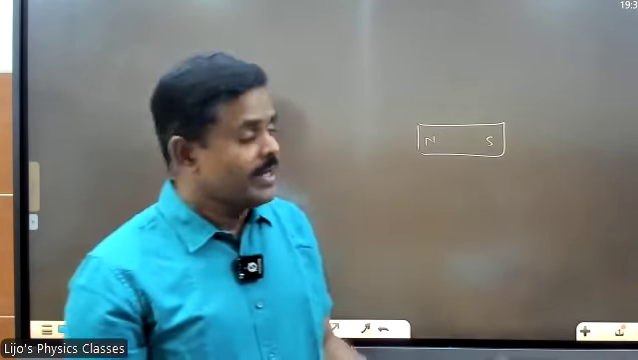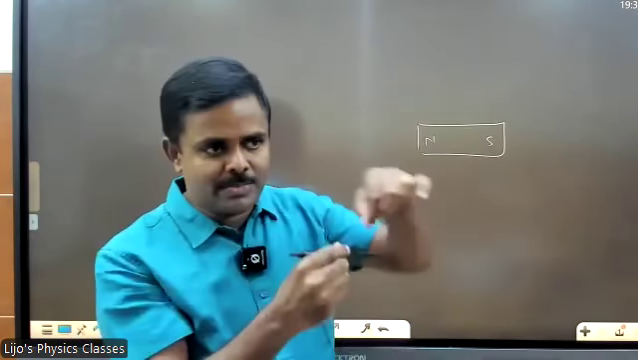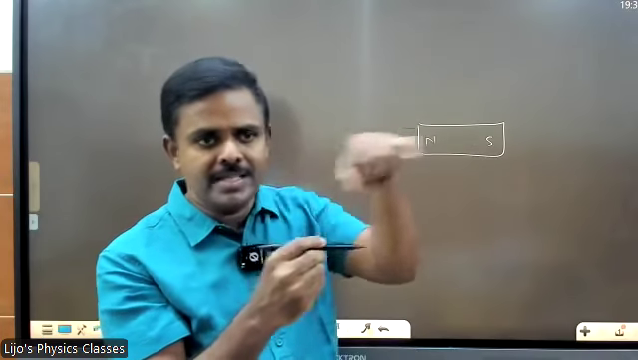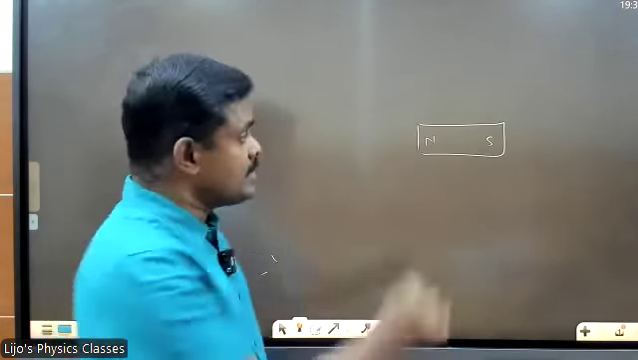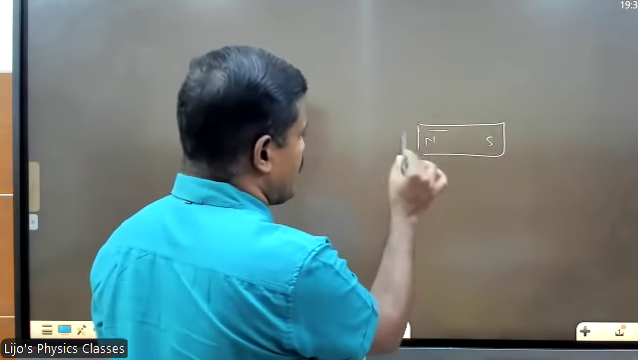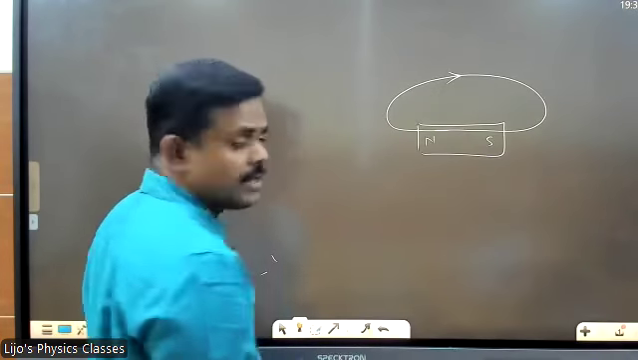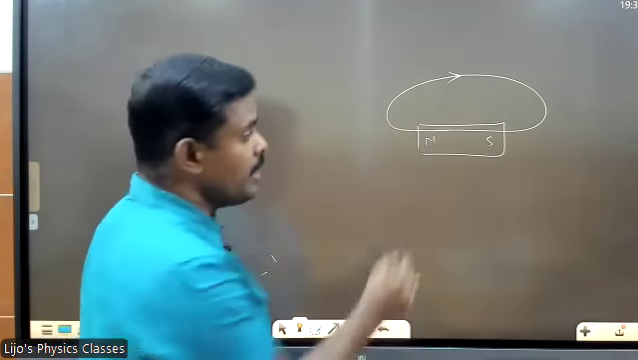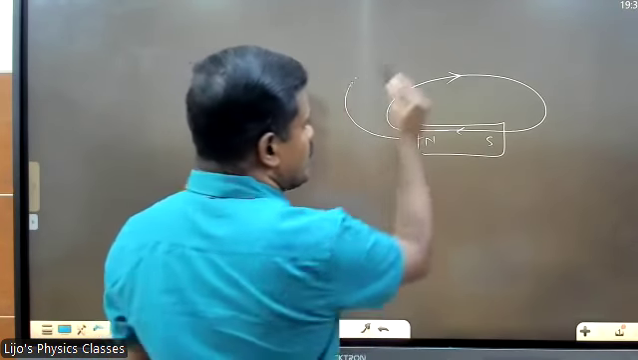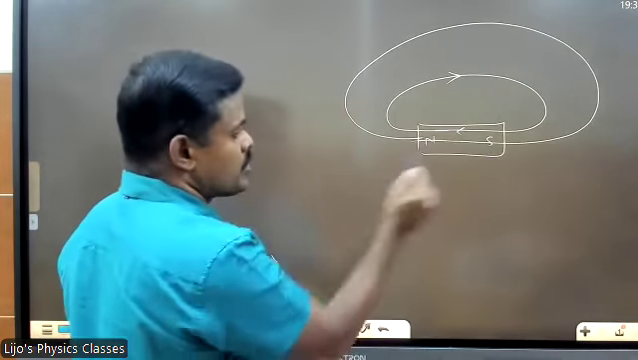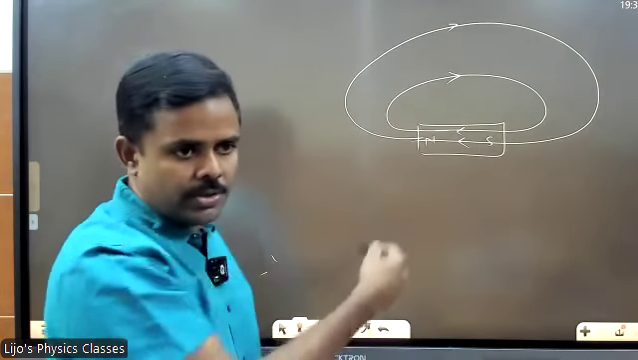Second thing, I told you, it always shows directive property. When you suspend it on a fiber, it will always align itself along north-south direction. Then about this, magnetic field lines are drawn from north pole to south pole. Outside the magnet, they are from north pole to south pole. Inside the magnet, they are from south pole to north pole. I can draw one more like this. Outside the magnet, they are from north pole to south pole. Inside it is from south pole to north pole.